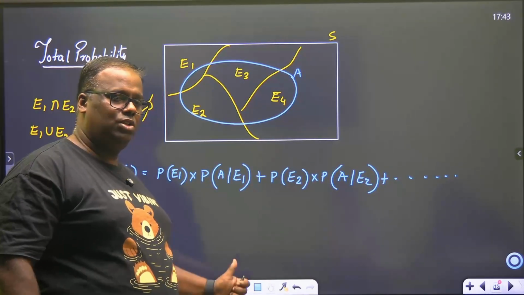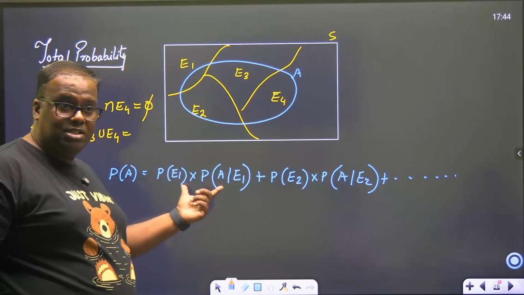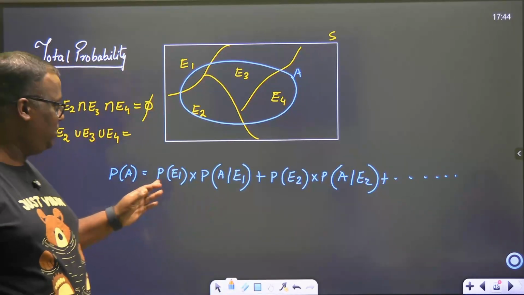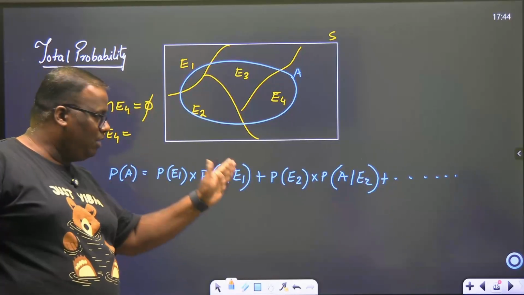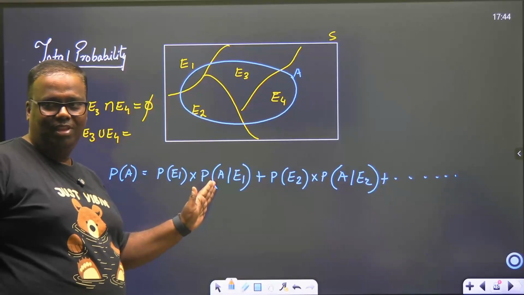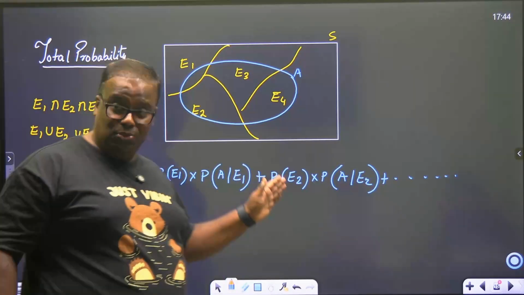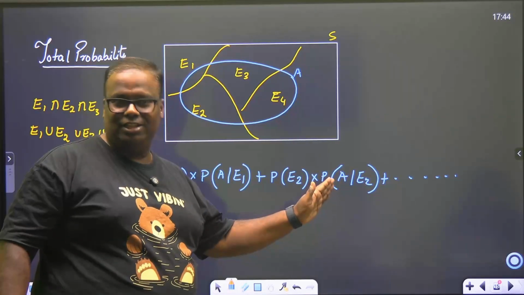Did you understand this logic? And don't memorize this. How did I write it? Did you see? पहले E1 घटे, now that E1 घट गया, A घटे, या फिर E2 घटे, now that E2 घट गया, A घटे, like that.